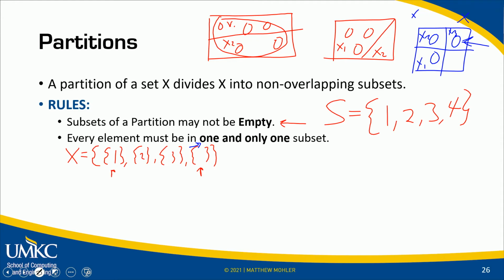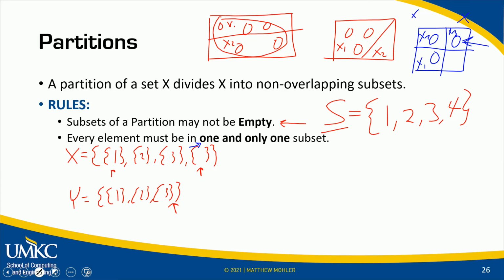So let's try a different one. Let's say that we have a Y equal to {1}, {2}, and {3}. Just get rid of that empty subset. Well, this is also invalid because if you look back at our S, we have a 1, a 2, a 3, and a 4, but there is no 4 in Y. And so Y is also not a valid partition.